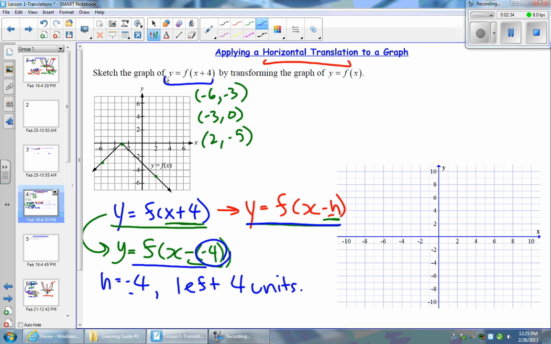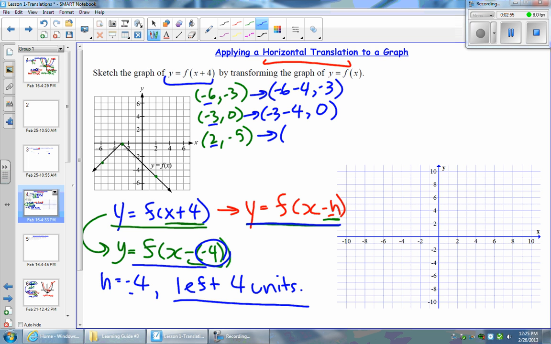So remember, we are being translated left 4 units. Left, okay? So what you are doing to each of your x coordinates is subtracting 4. So negative 6 minus 4, comma negative 3, and then negative 3 minus 4, comma 0. Okay, and next is 2 minus 4, comma negative 5. So please note, when you perform a horizontal translation, the only coordinate that changes is the x coordinate. So the x coordinates change, the y coordinates stay the same.